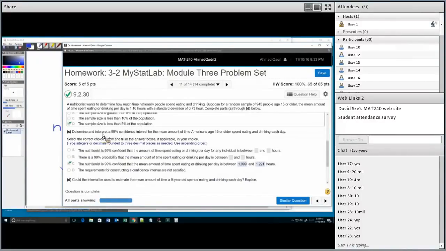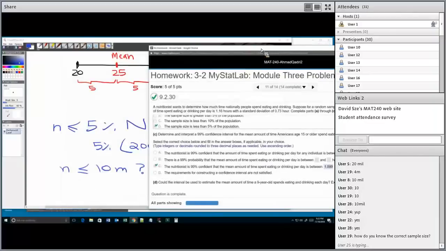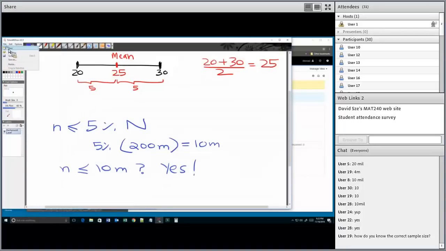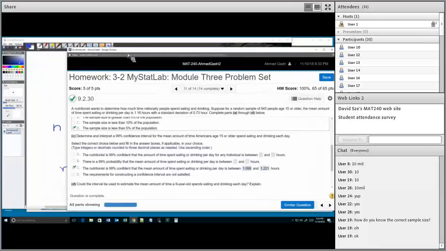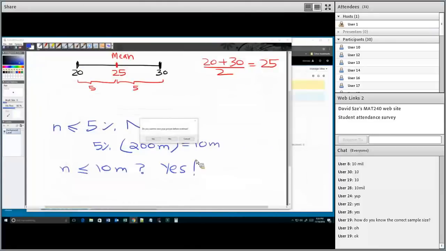Okay, now we have to determine and interpret a 99% confidence interval for the mean amount. So we have to build a 99% confidence interval. So how do you know the correct sample size? Well, in this problem, sample size is given to us. It's 945, right? So that's the sample size we have to use. The limit of the sample size that we can use is 10 million. So obviously, the larger the sample, the better. If we can do 10 million, then that's great. But in reality, we can't, right?